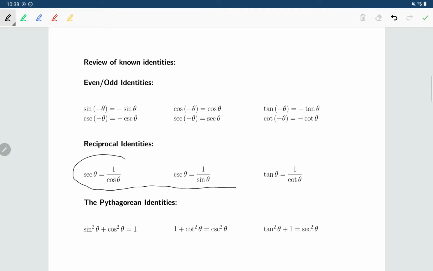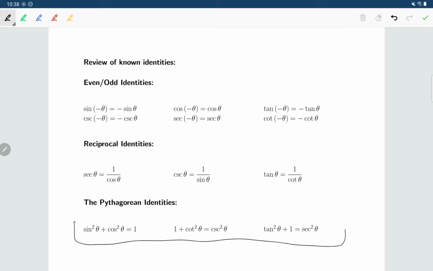For valid values of theta, for angles where secant and all the rest are defined, secant is the reciprocal of cosine, and cosecant is the reciprocal of sine, and tangent is the reciprocal of cotangent. So we have these reciprocal identities. We also have the Pythagorean identities. Those were also always true. Again, no matter what the angle is, if it's an angle where these functions are defined, then the left side and the right side will be always equal for these equations.